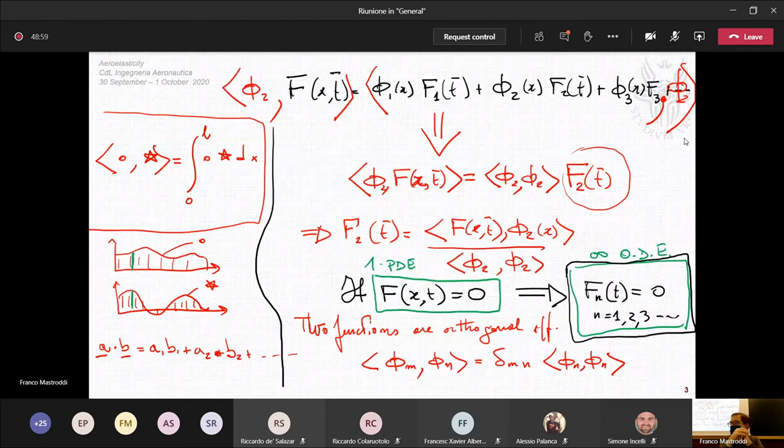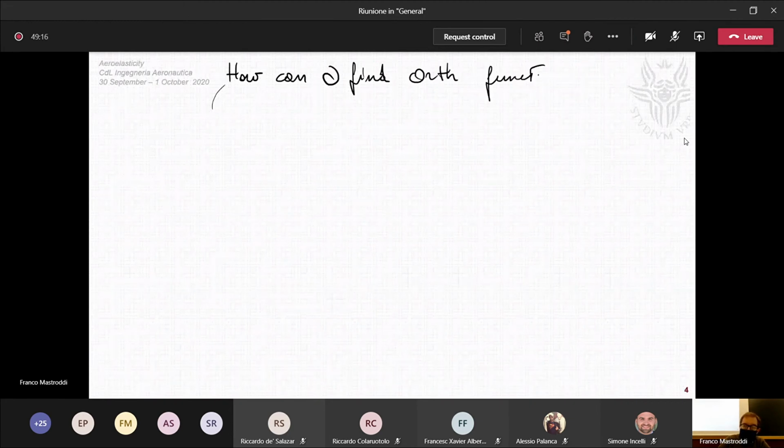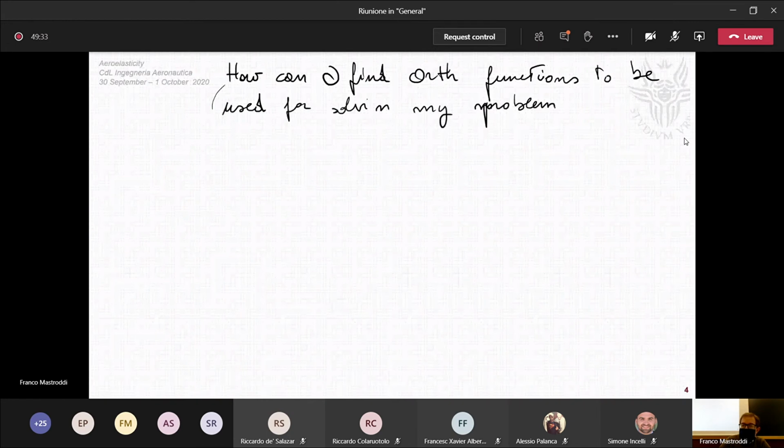First part. Now, second part. How can I get orthogonal functions? How can I find orthogonal functions to be used for solving my problem? And then I can also give you some results for this. These results are very important. I cannot develop this statement in detail. People who are interested can ask me, I can give the material, but I'm giving you now some essential and important results for structural dynamics of continuous structures.